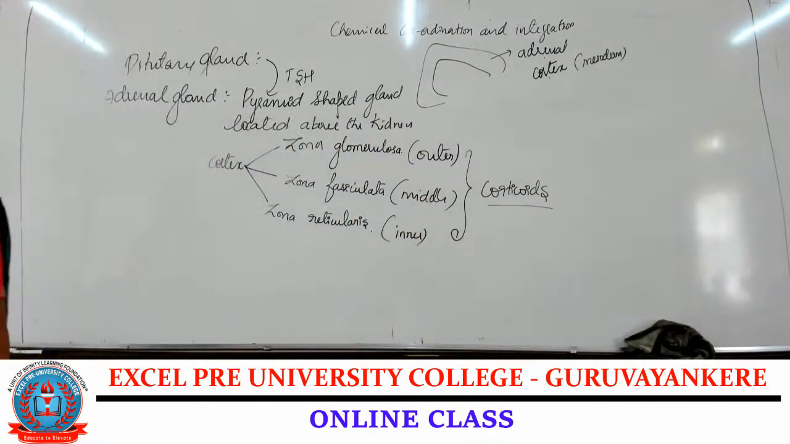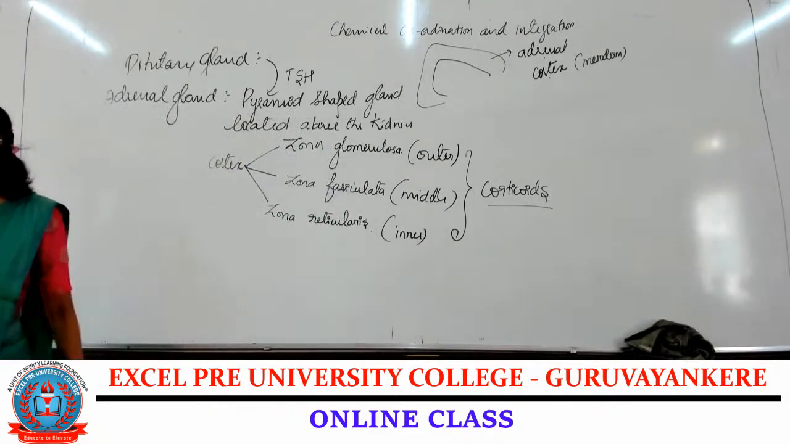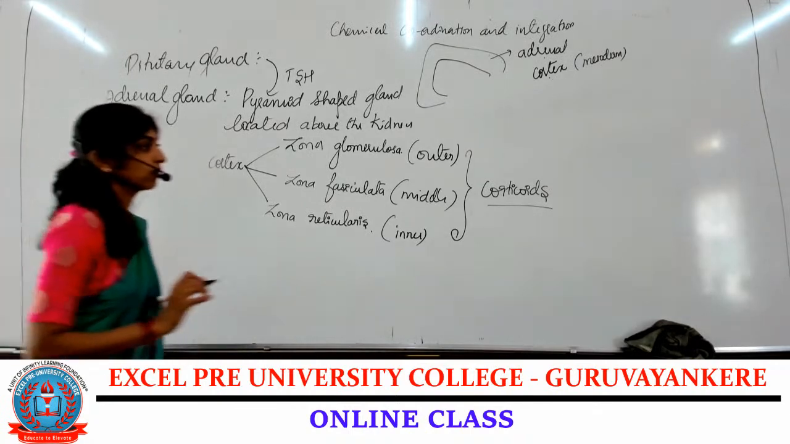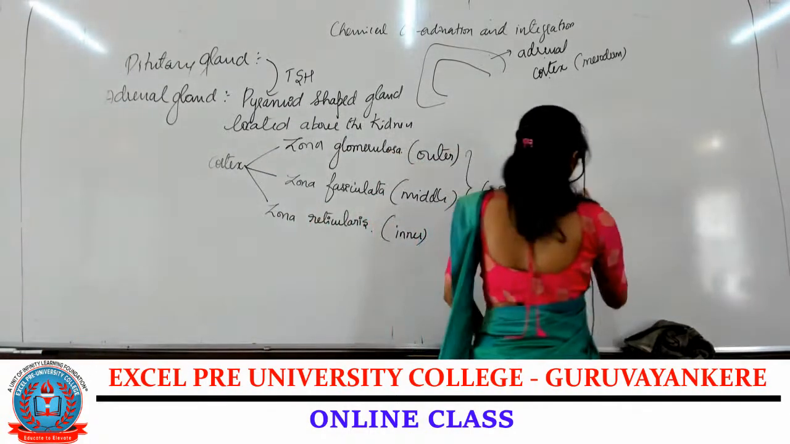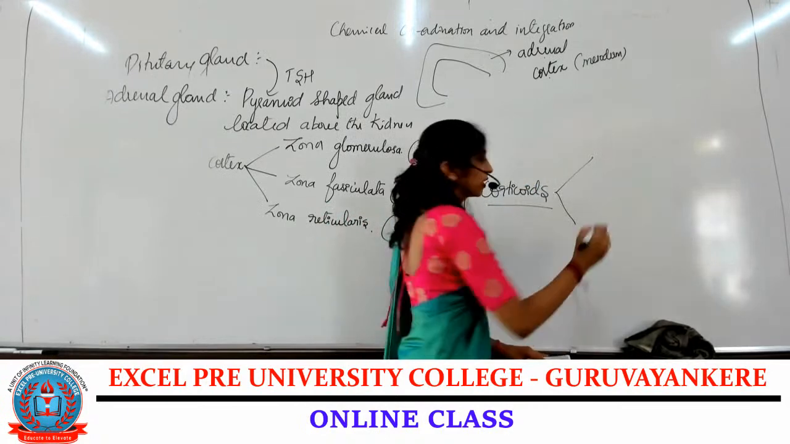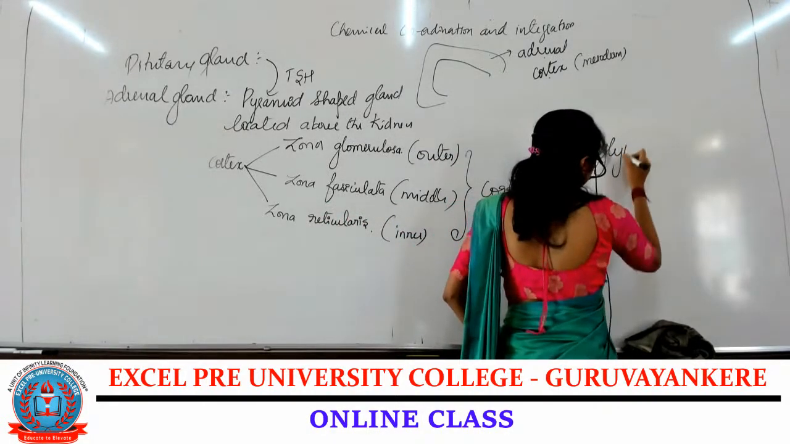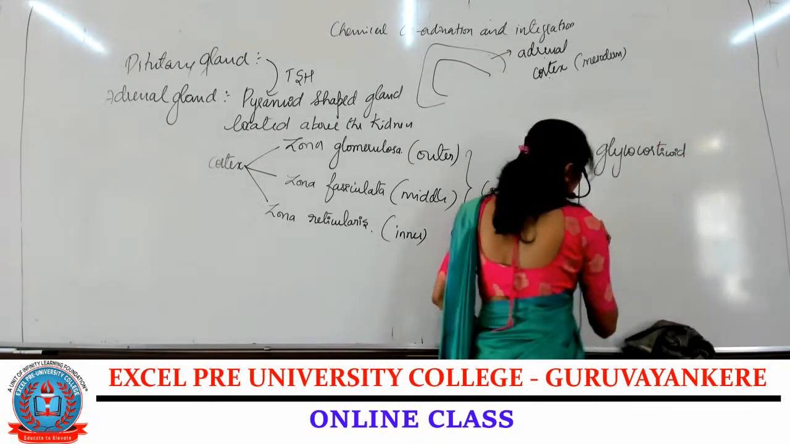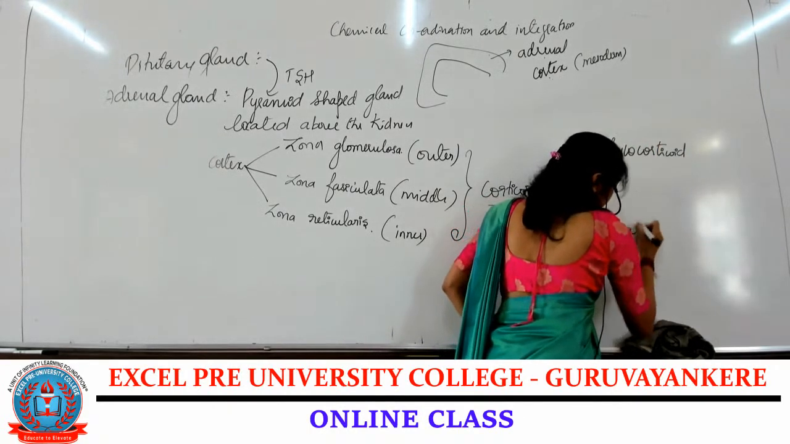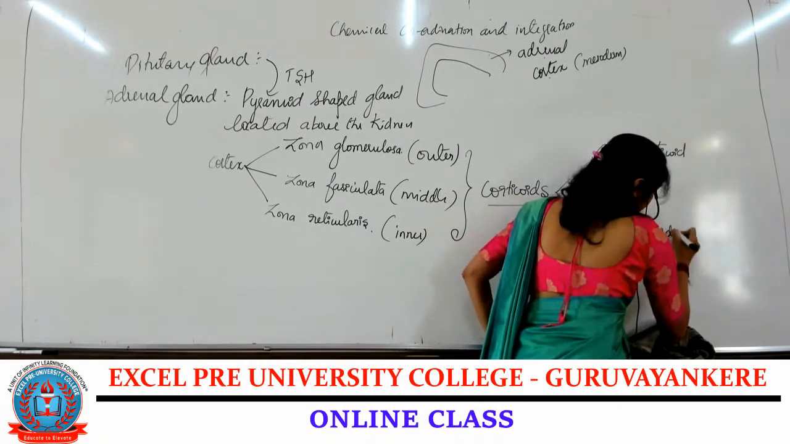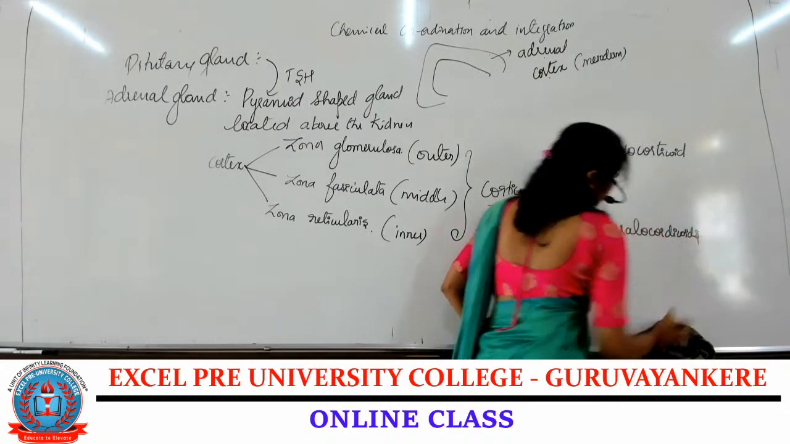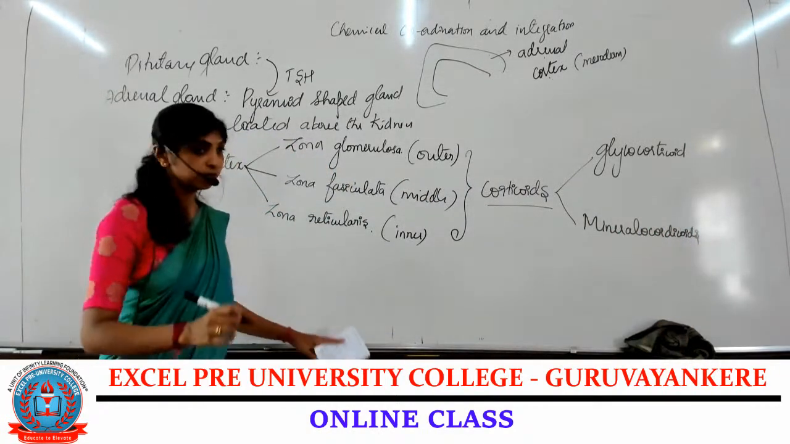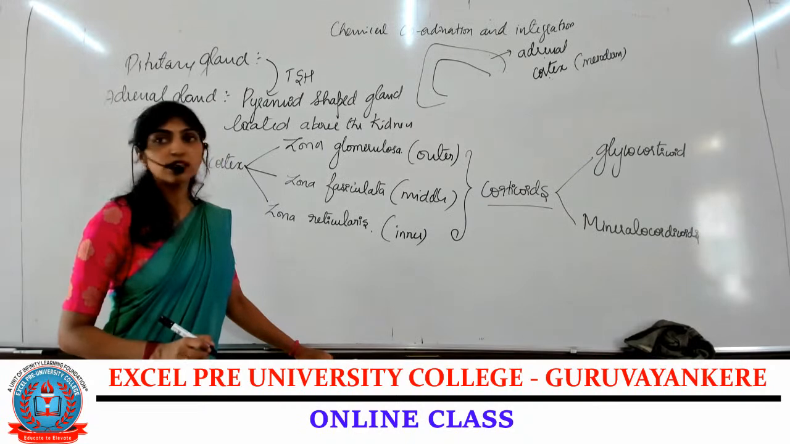Generally, the hormones secreted by these regions are called corticoids. There are mainly 2 types of corticoids secreted. One is glucocorticoids and the other is mineralocorticoids.